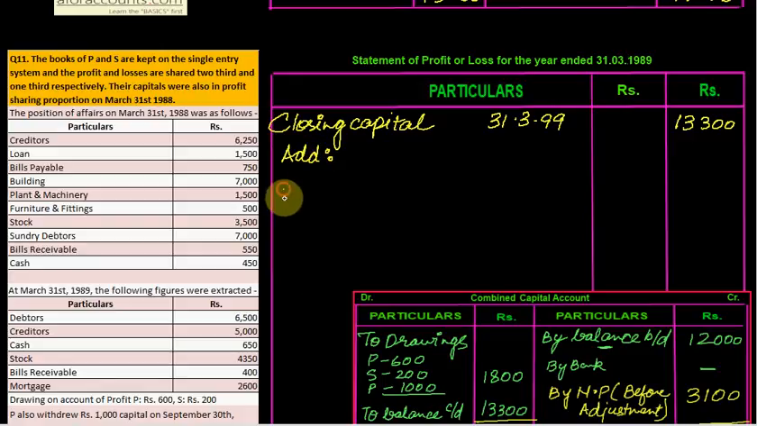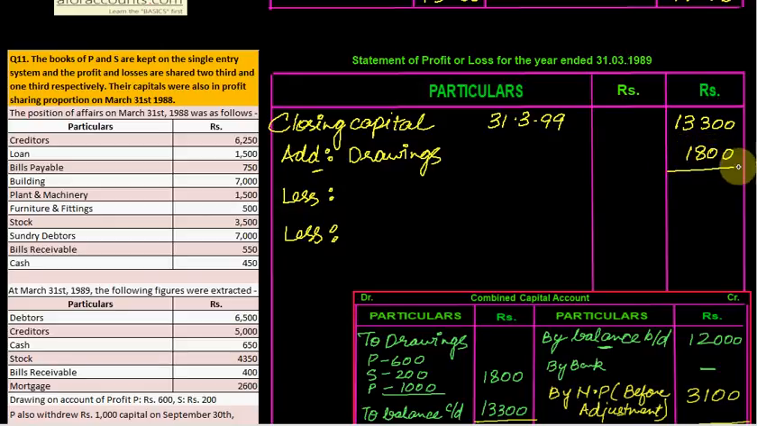Add, less, add. Three things we will do, then net profit before adjustment will come. Take D from add, drawings. D for drawings. Okay, add drawings we had calculated. P and S's drawings are given as 1,800, we have calculated. So add drawings 1,800 and the total will now come to 15,100.